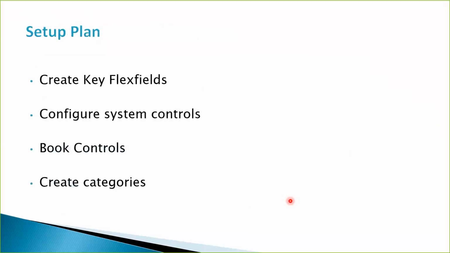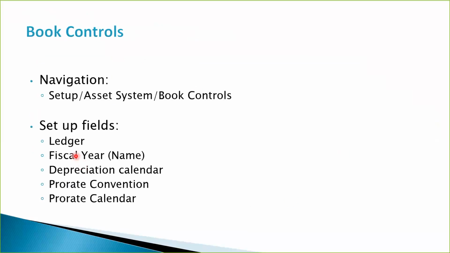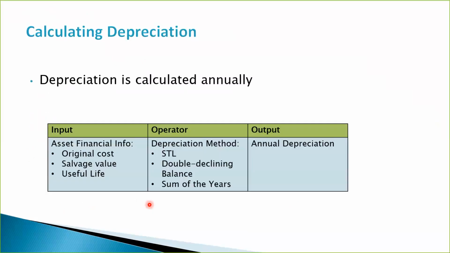So this is what we are doing. We are doing the setup for FA. We did this first two. Now we are at the book controls. And we saw that the book controls the information that we need to enter. Some of it is the ledger, the fiscal year, which we haven't talked about yet, but we will. The depreciation calendar, prorate convention. Well, we have to enter prorate calendar, okay?